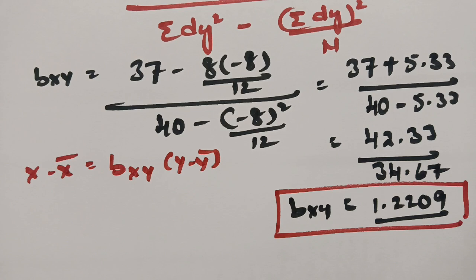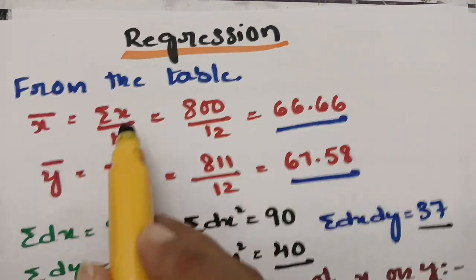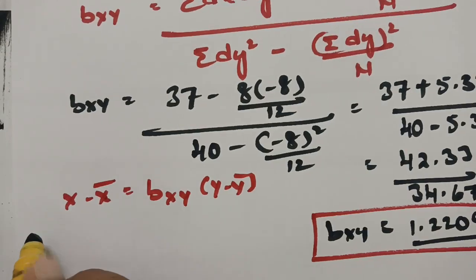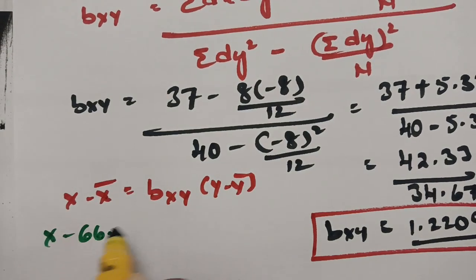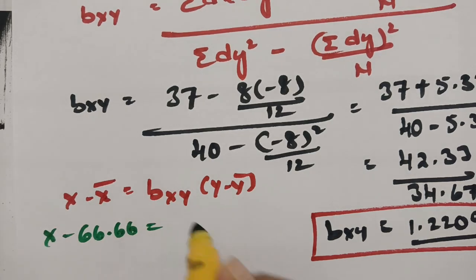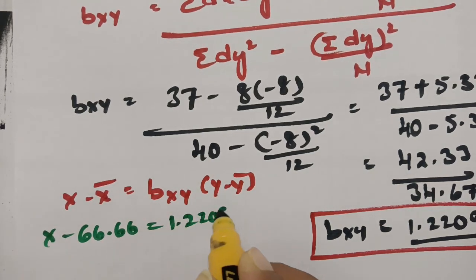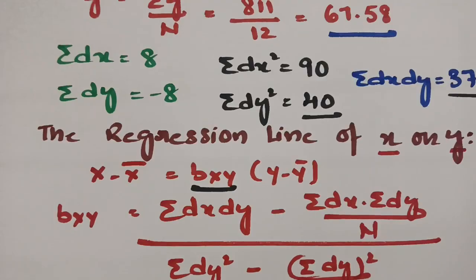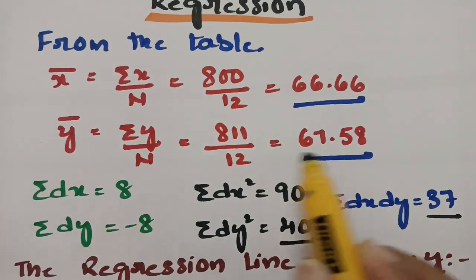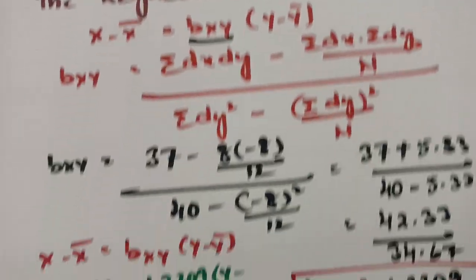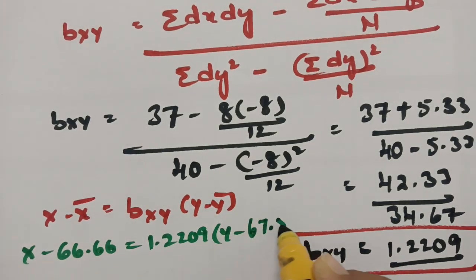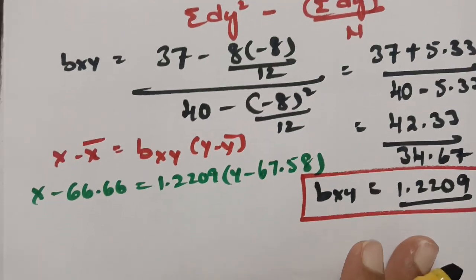So if I substitute all the values here, what is x bar here? As we already found, x bar is equal to sigma x by n, that is 66.66. So this is x minus 66.66 is equal to, what is bxy? This is 1.2209. This is y minus, what is y bar here? y bar is already done here. This is 67.58. So this is the regression line.